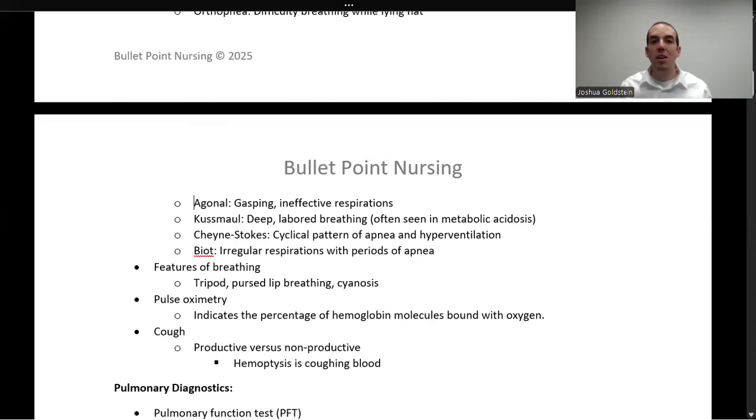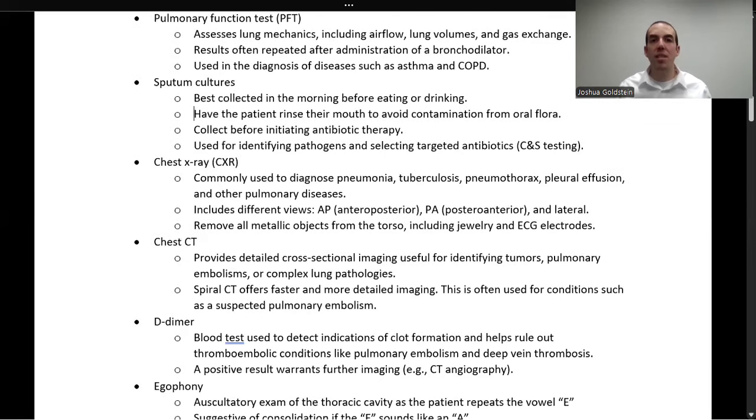Next, let's go through some pulmonary diagnostics. We start with a PFT, a pulmonary function test. This assesses the lungs' mechanics. It includes airflow, lung volume, gas exchange: how much air can the patient's lungs hold, how well are they exchanging air. Usually we'll do this test and then we'll give them a bronchodilator, which is albuterol, and then we'll repeat the test and see the difference there. This is used for the diagnosis of asthma and COPD, and this is a very foundational test in dealing with pulmonary assessments. Next, we have sputum cultures.